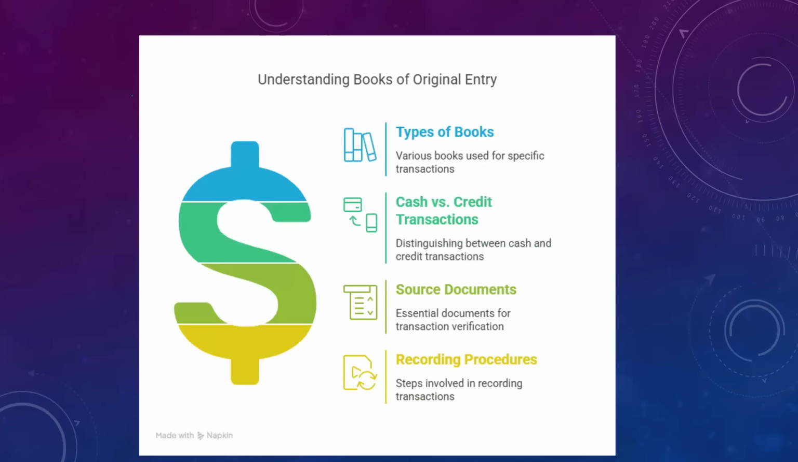All right? So far so good. All right. Now let's see if we could understand the books of original entry. How many books are there in all? 7. All right. There are 7 books of original entry. Each book records something unique. One of the things you have to be able to do when you're recording any books of original entry is distinguish between cash and credit transactions.